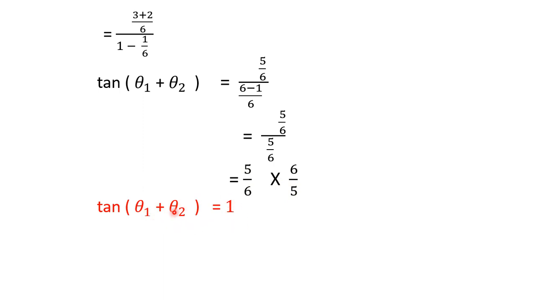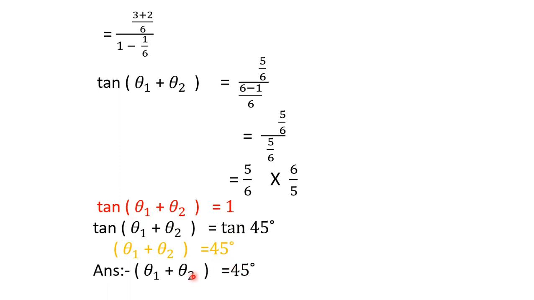Now as we observe, theta 1 and theta 2 are the angles, so here we have to find the values of angles. Remember the trigonometric angle relation: 1 is the value of tan 45 degree. So in place of 1 we can write tan 45 degree. Now on both sides there is the trigonometric ratio tan, so we can say the angles are equal. So theta 1 plus theta 2 is equal to 45 degree. So here we get the answer, theta 1 plus theta 2 is equal to 45 degree.